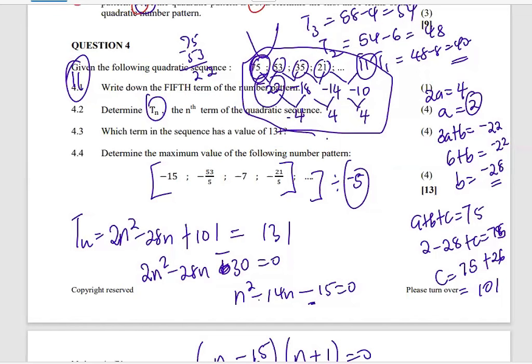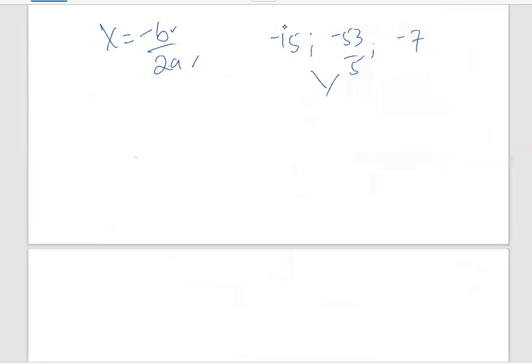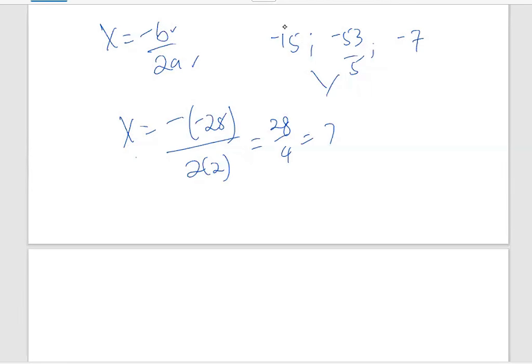remember, our B was a negative 28. Our A is a 2. So negative with a negative 28, 2 by 2. What does this give us? A 28 over 4, which is a 7. That is a 7. Then, if 7 is our, is it minimum? Because it is a positive 2, which means it's the minimum. That is the minimum. And I guess that's what the question is looking out for.